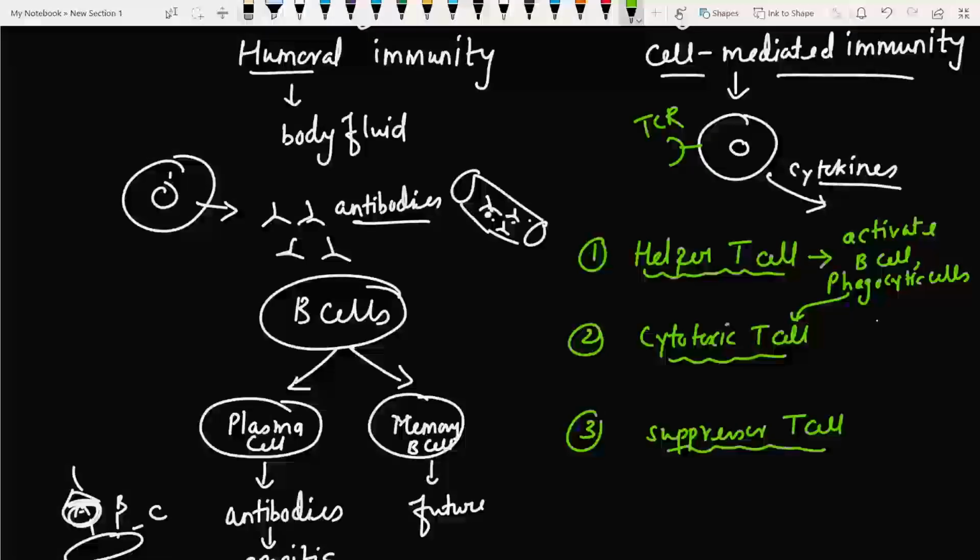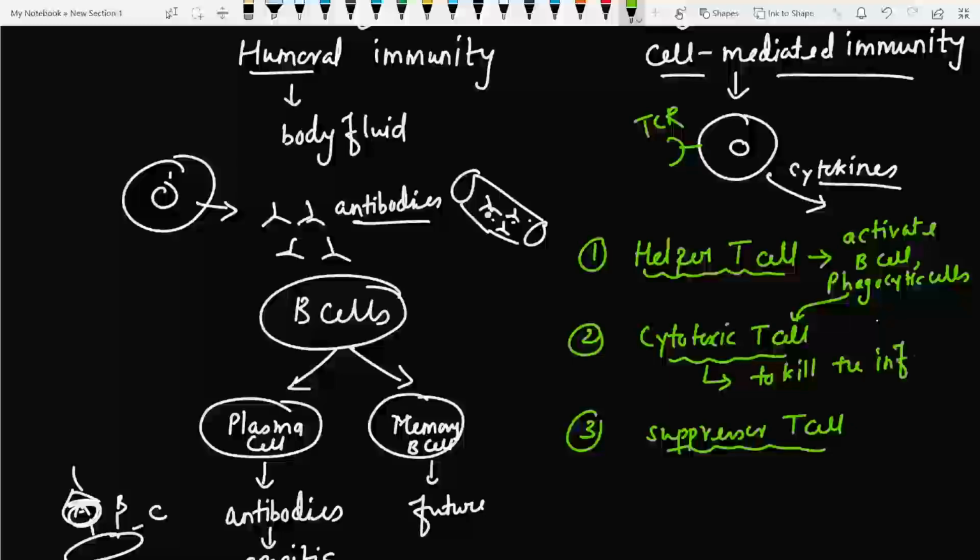Okay, I'll come to that part. So the cytotoxic cell is also antigen specific. They are very specific. That's why we are talking about specific immunity, antigen-specific immunity. So what is the role of the cytotoxic cell? To kill the infected cell.